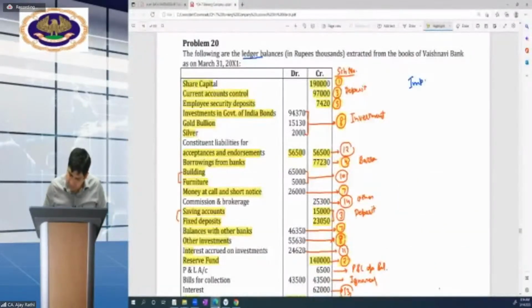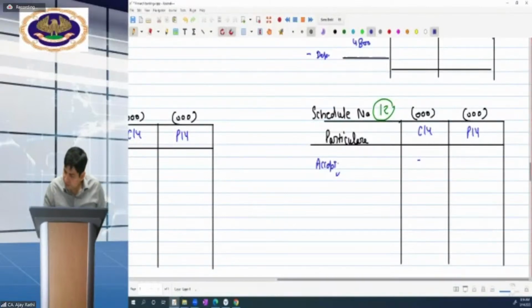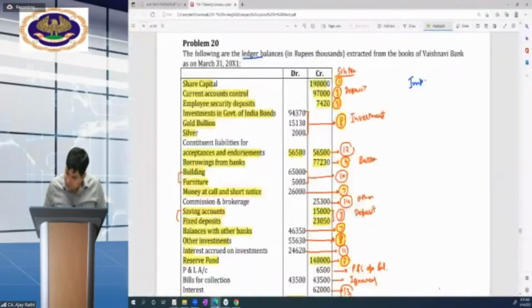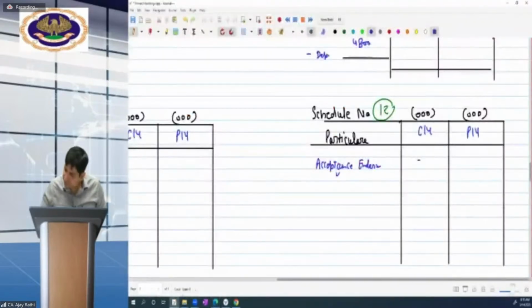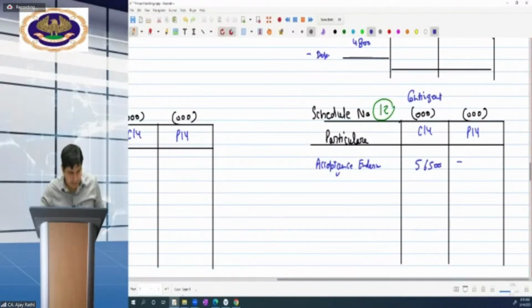Wait a minute. Not bills for collection. Acceptance, endorsement, etc. How much is that? 56,500. Contingent liability.